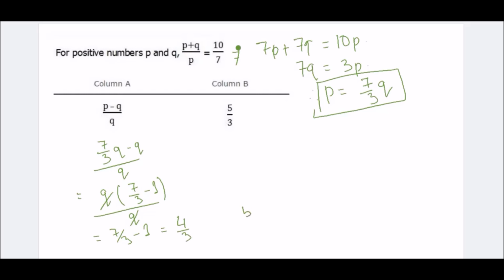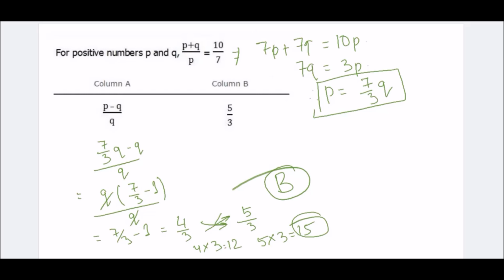And here it is given 5 by 3. Obviously by seeing we can find that quantity B is greater. If you still feel confusion with the fraction values, always cross multiply so that it becomes easy to solve. See here, when we cross multiply, 4 into 3 and here 5 into 3. So what is the value here? 12, and here 15. See which one is greater? Obviously the 15 one is greater, so the answer is B.